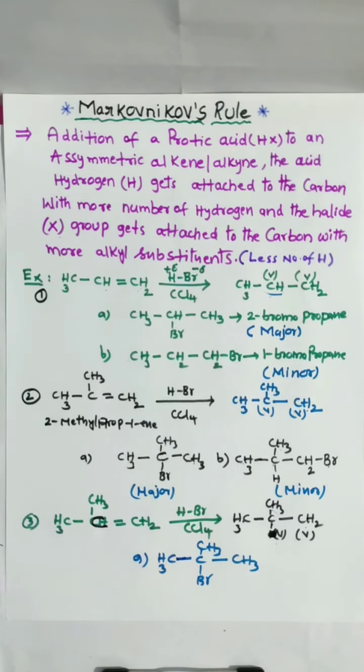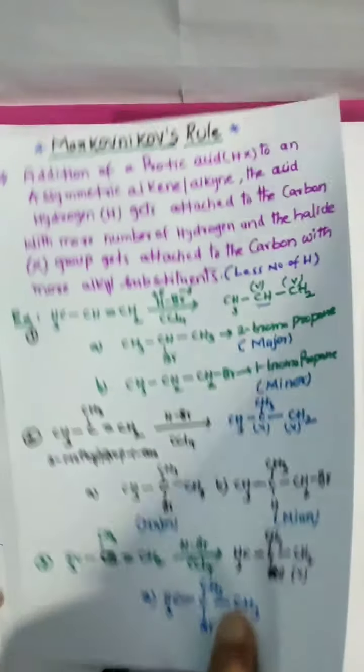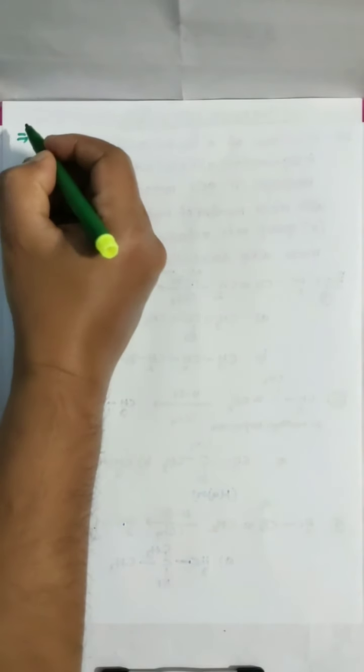Let me take one alkyne. Alkyne also we will discuss. Alkyne group means a triple bond, a triple bonded carbon. Go for here, I am taking an example.